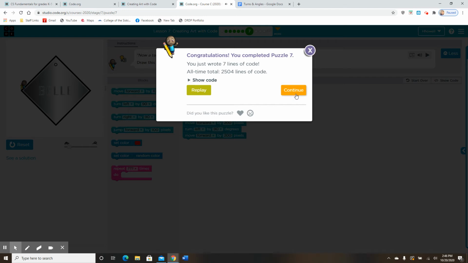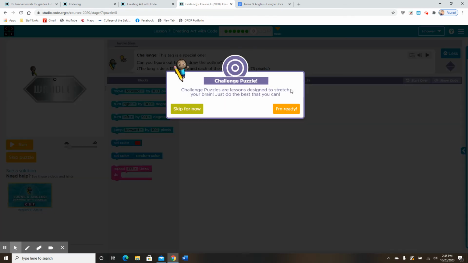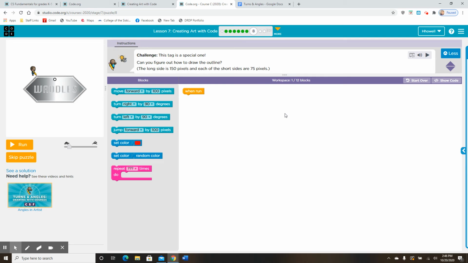Good job, guys. I know it seems a little hard right now with the angles, but I think that as we practice, you guys will definitely get better and feel more confident. So here is a challenge puzzle, and we know these are harder, but you guys can totally rock it. So let's keep going.